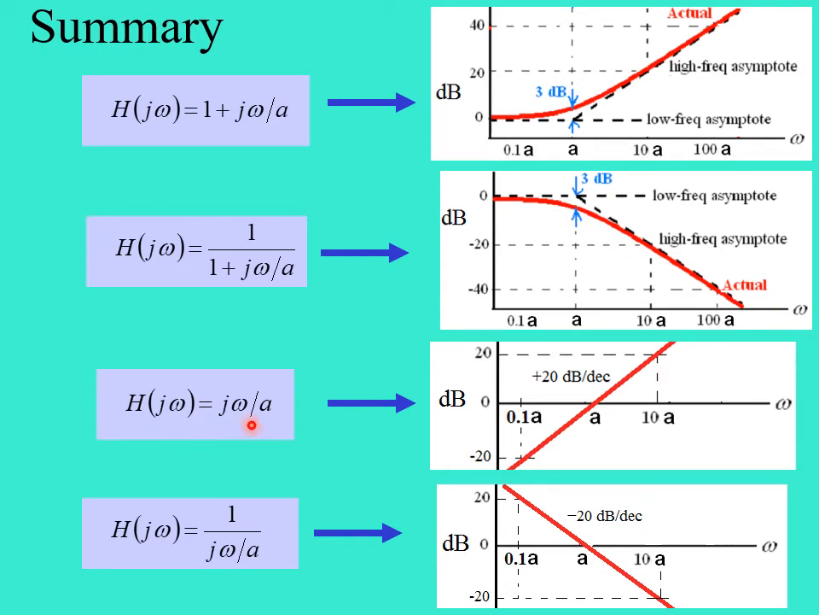If H of j omega is equal to j omega over A, we have a straight line. Notice there's no corner here. It's just a straight line that goes through the frequency of A at 0 decibels, and it has a positive slope of plus 20. And this term, 1 over j omega over A, goes down by 20 decibels per decade, and again passes through the axis at A. So these 4 forms, and their 4 graphs, we can use to construct a Bode plot in theory for any frequency response that we're given. And this is the so-called shortcut method, which I'm going to show you next with some examples.